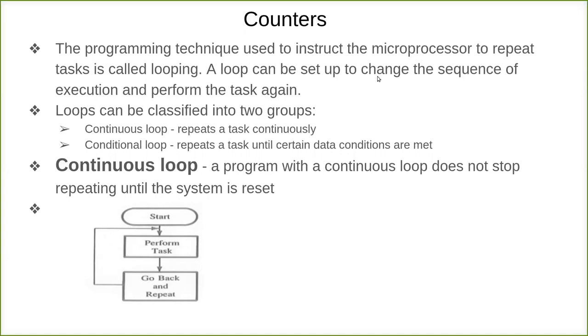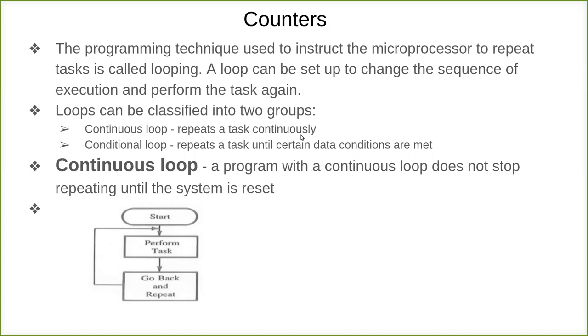A loop can be set up to change the sequence of execution and perform that task again. So based on some condition, they repeat. Once the condition is satisfied, it will come out of the loop. That's what loop setup is. And here we can set the loops to be of two types: one is continuous loop and the other is conditional loop.